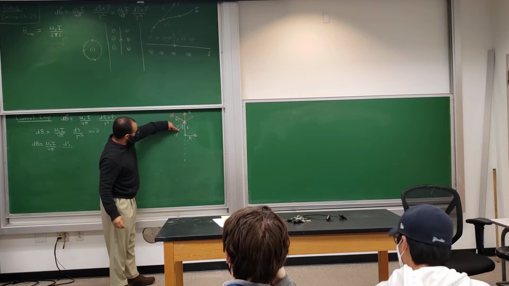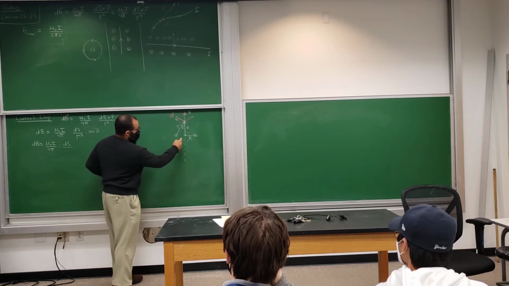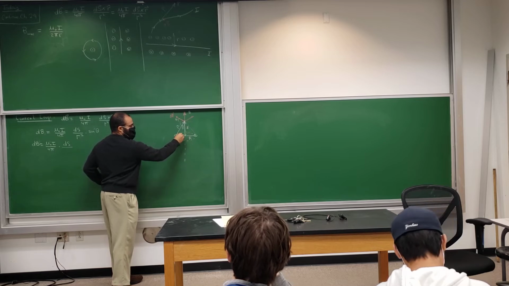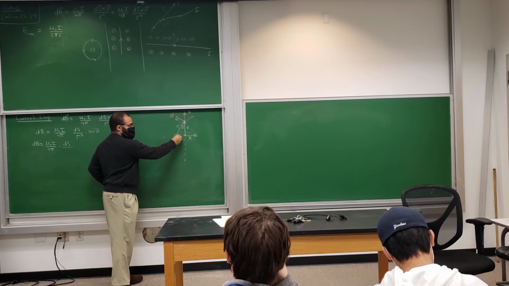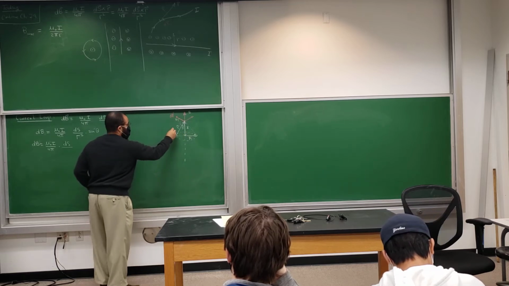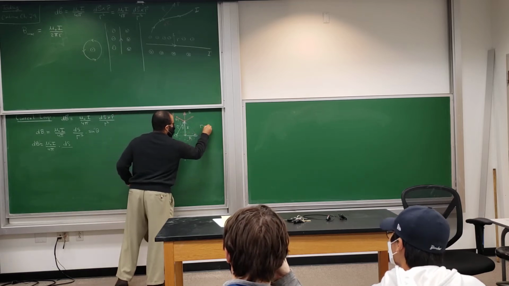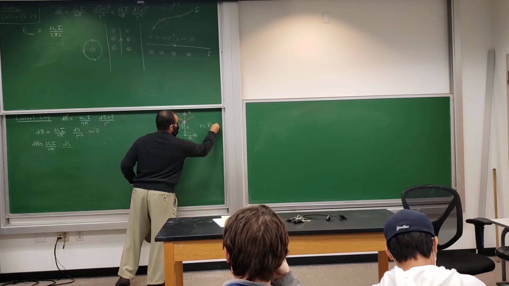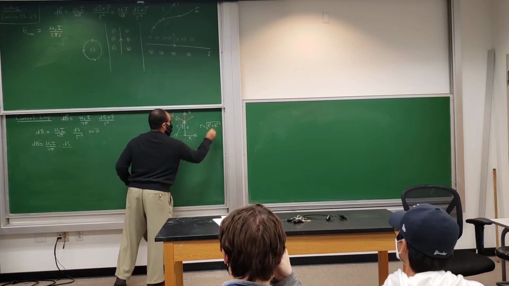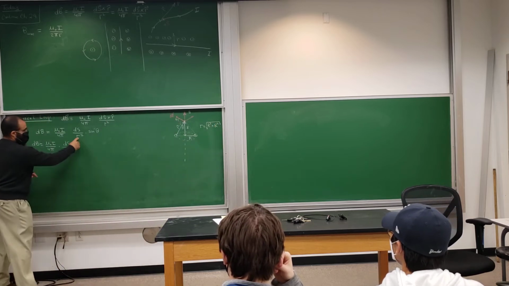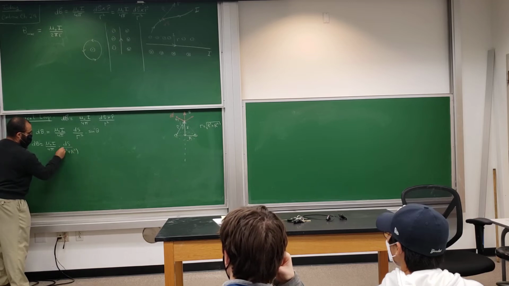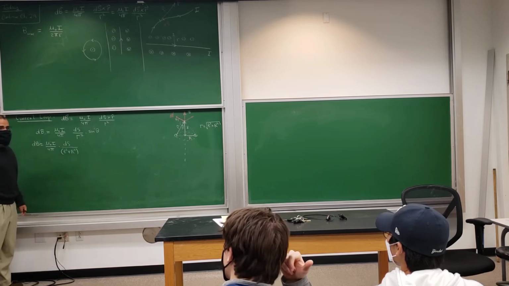What is r squared? What's the distance from here to here? Well, the radius is capital R, this is z, so little r squared will be equal to z squared plus capital R squared. Z squared plus capital R squared, square root, that would be little r. So little r squared would just be z squared plus R squared, like so. The square root goes away.